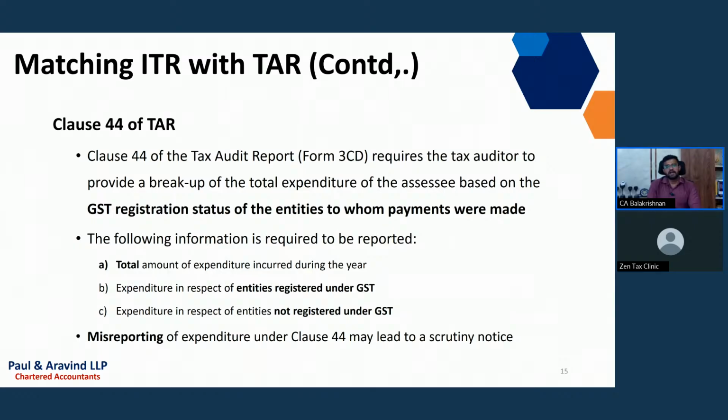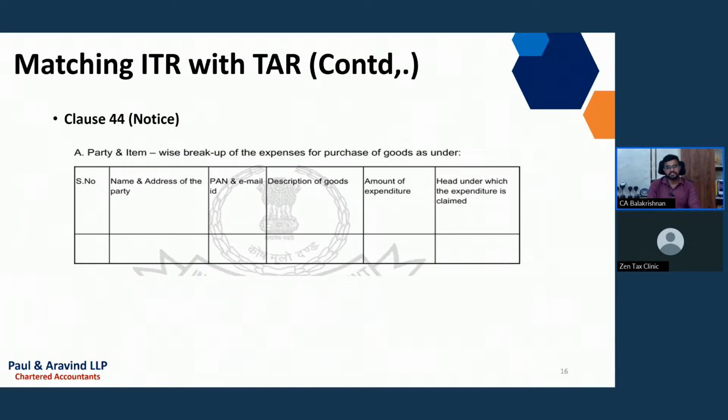In case of any misreporting, or if unregistered person purchase reporting is high, the department may issue an income tax scrutiny notice. I'll show you one of the scrutiny notices issued by the department for showing a high value in the column C, that is, expenditure in respect of entities not registered under GST. This is the notice. There are a total of 10 items of information sought by the department.